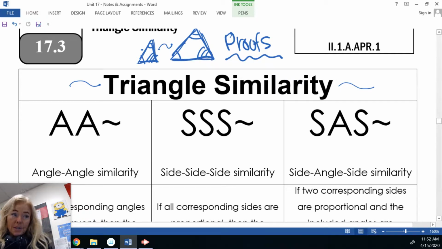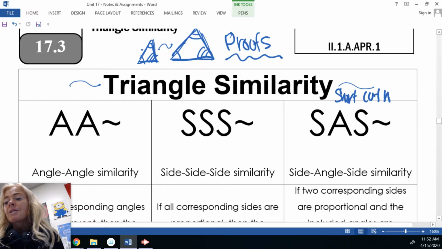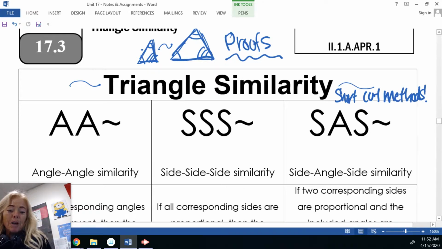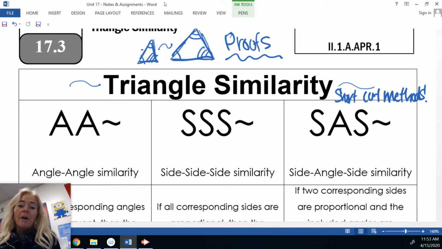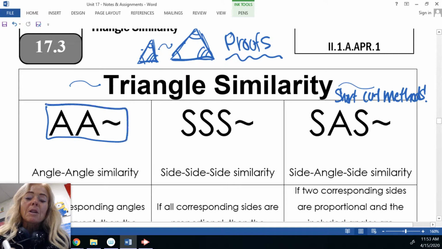Now, just like with congruent triangles, we don't want to just prove all this every single time. It's a lot to prove. So we have these shortcut methods again. Shortcut methods are awesome because then we don't have to prove so much. We only have to prove a little bit of it. And these shortcut methods are proven, and they have theorems that back them up. And we're going to go through those shortcut methods in order to prove triangles are similar right now. So we are going to start with angle-angle similarity.